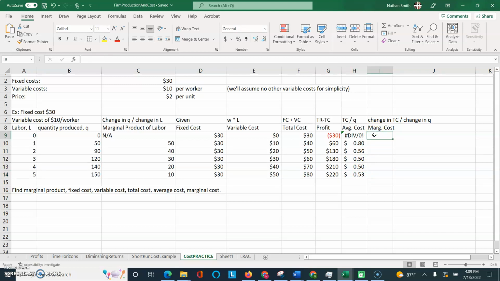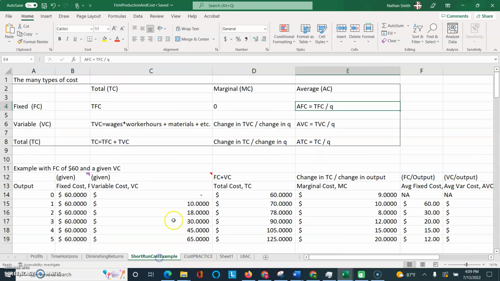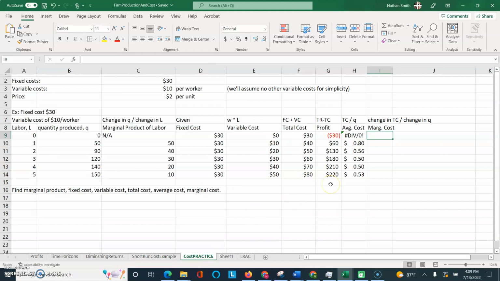Lastly, we have marginal. Marginal cost is simply, again, going back to our definition, change in total cost divided by change in quantity. Now again, I look at my denominator, change in quantity. I've got a 0 here. I can't go from negative units to 0. So I'm going to start out with an NA.